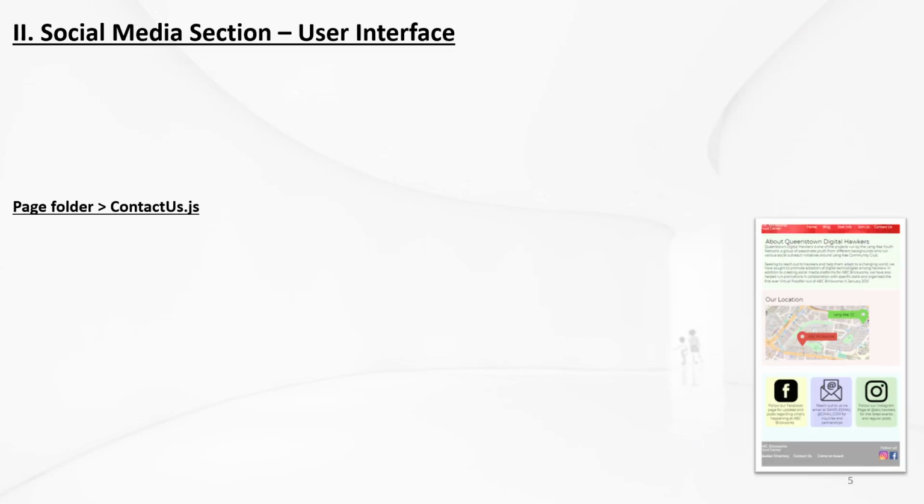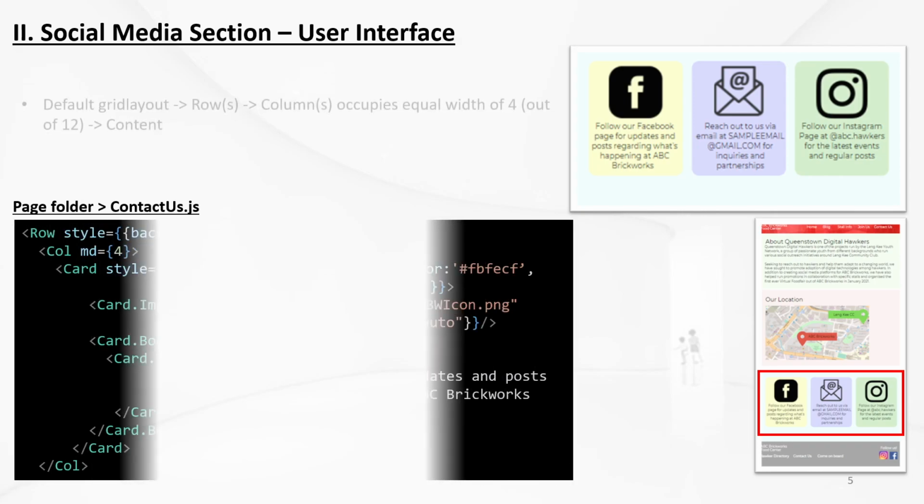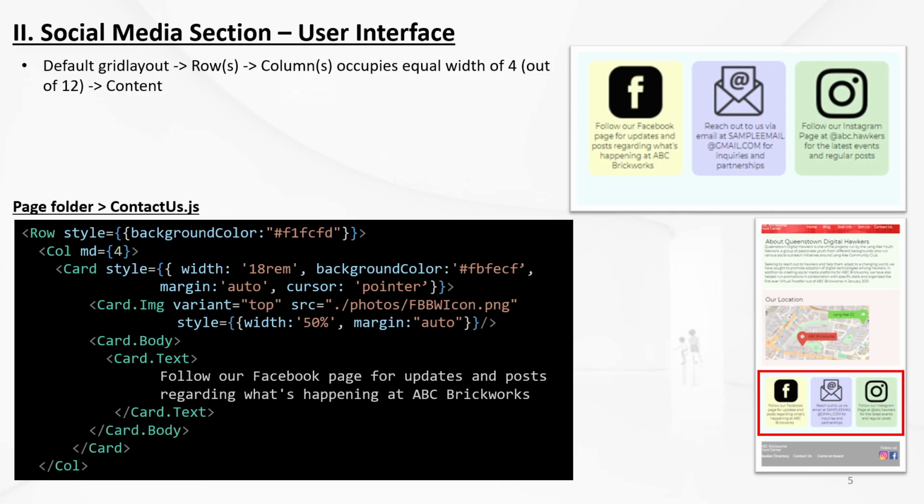So let's start with the social media section, which is the bottom section. This bottom section is actually made out of 3 cards that contain the picture, description, and link to the social media site. So we will be doing the user interface, and for the user interface as per previous sprints, we are still using Bootstrap and grid layout to space out the contents.